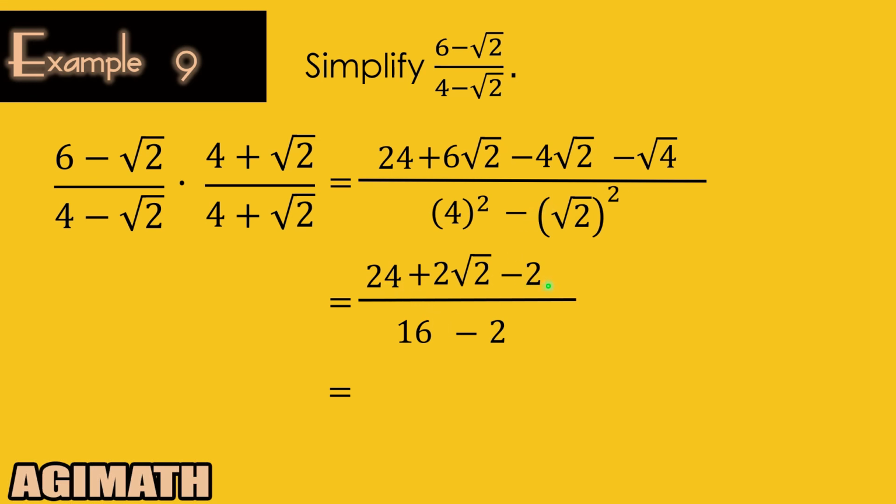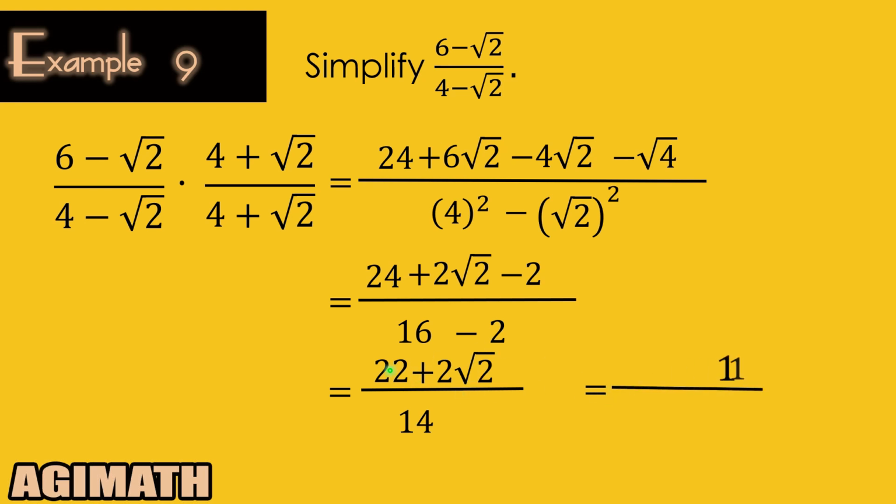24 and 2 are whole numbers. So we can combine 24 and negative 2. 24 minus 2 is equal to 22. And then just copy plus 2 square root of 2. 16 minus 2 is equal to 14. Now, you look at each term: 22, 2 square root of 2, and 14. They are all divisible by 2. So in order that our answer is really simplified, we can divide each term by 2.